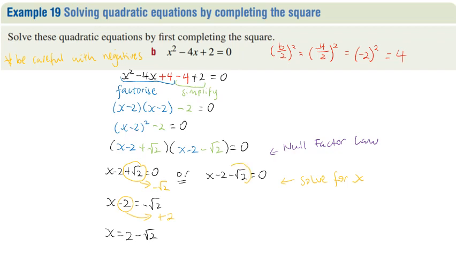Then our last one here, the opposite of minus square root 2 is plus square root 2. So x minus 2 equals square root 2. And the last step here, I've got to plus this 2 to the other side, which leaves me with x equals 2 plus square root 2.